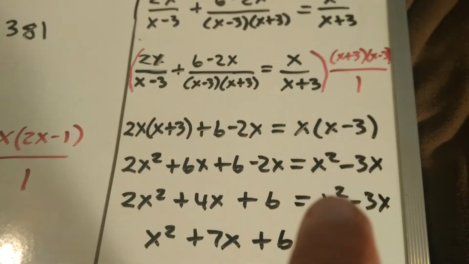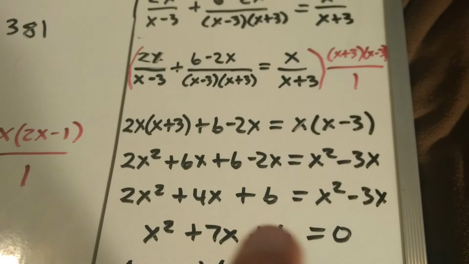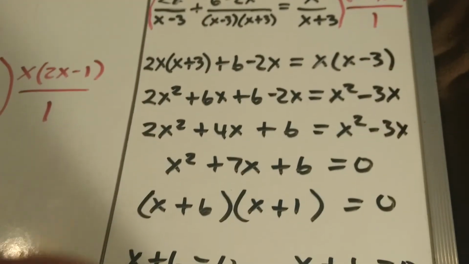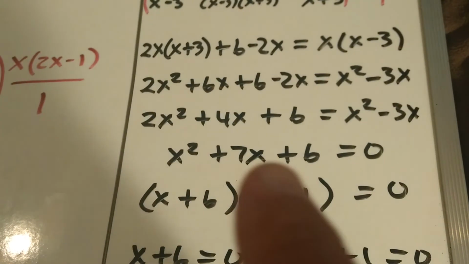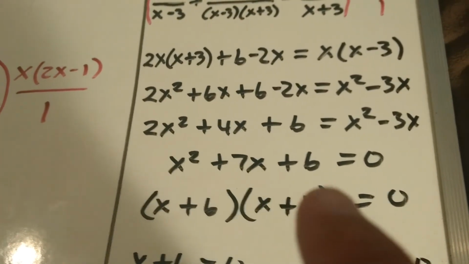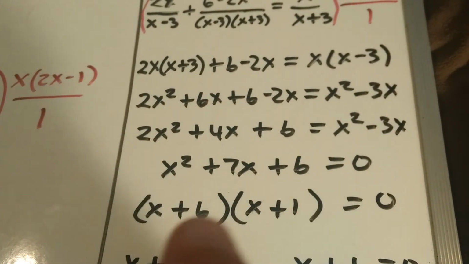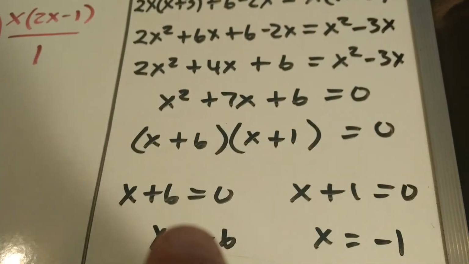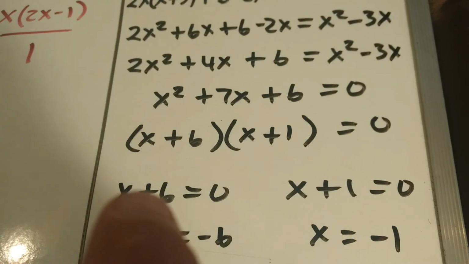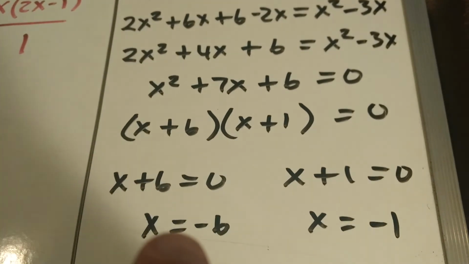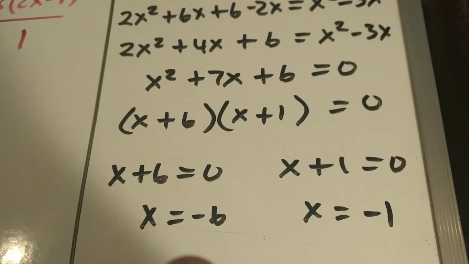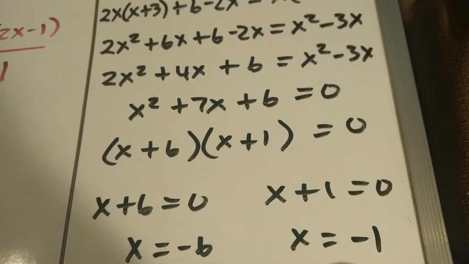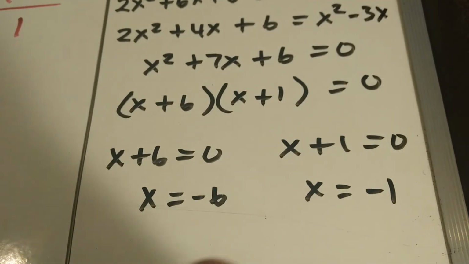So now I'm going to subtract x squared over, gives me x squared. I'm going to add the 3x over, it gives me 7x. So now I have x squared plus 7x plus 6 equals 0. That factors into x plus 6 times x plus 1. Set the factors equal to 0. x plus 6 equals 0. Subtract the 6, I get x equals negative 6. Set x plus 1 equals 0. Solve, I get x equals negative 1. So there's my two solutions.